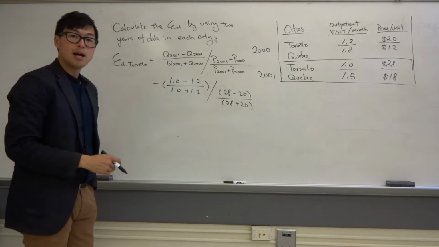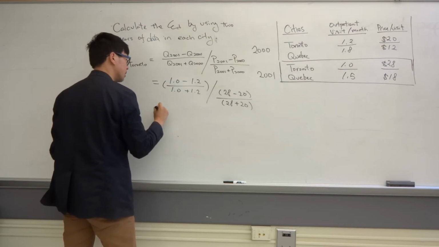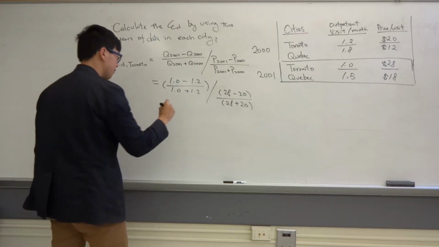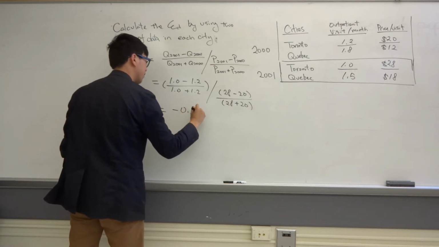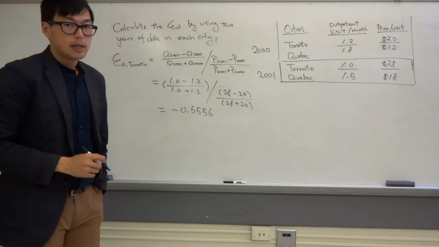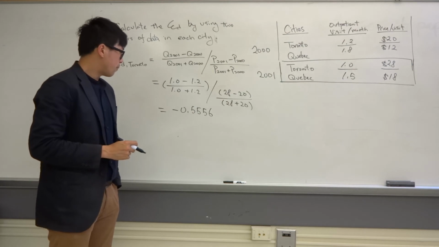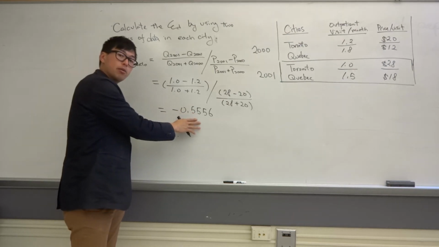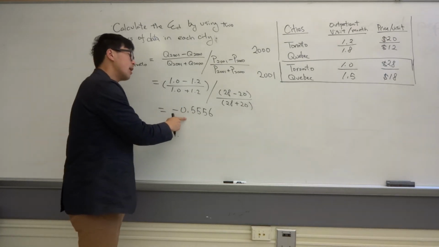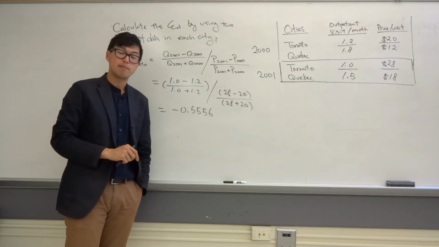Once you plug in all these numbers, you can easily derive the elasticity of demand for outpatient service in Toronto. At the end, you will get this coefficient equal to negative 0.5556. You can double check the answer yourself. Again, to interpret this elasticity of demand in Toronto, we say for every 1% change in price, it will result in a 0.5556% change in quantity demanded for outpatient service.